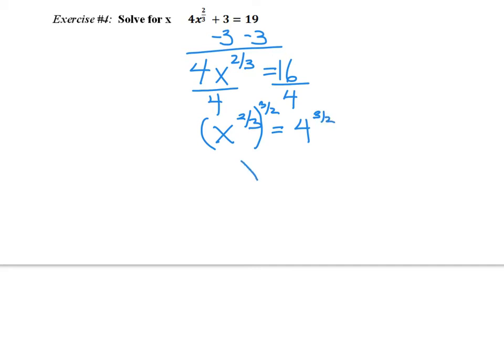So that gives me x to the first is equal to the square root of 4 to the 3rd power. So my solution for x, the square root of 4 is 2. 2 to the 3rd power is equal to 8. And again, I would go ahead and check that on my calculator. You can pause the video while you do that.